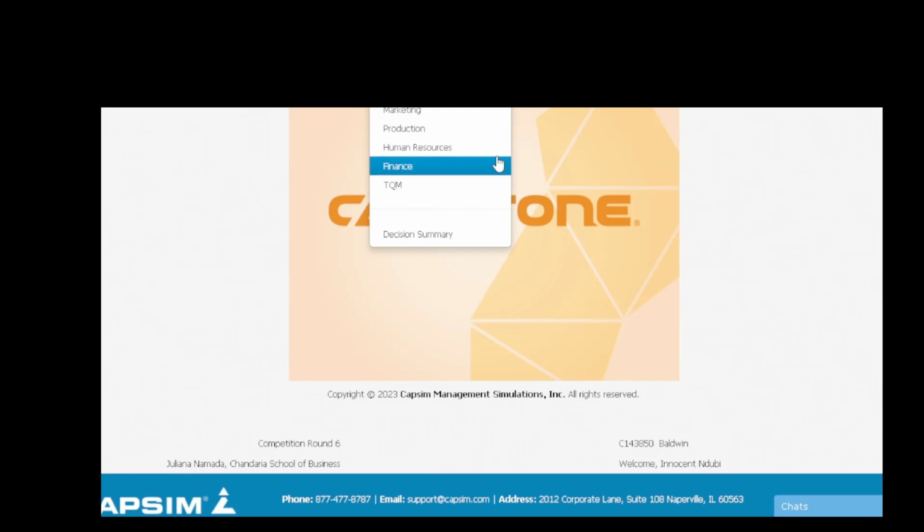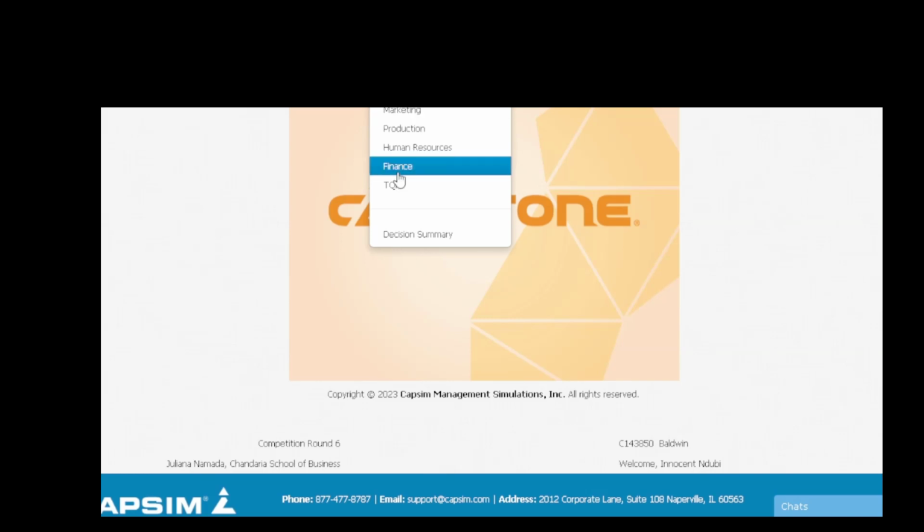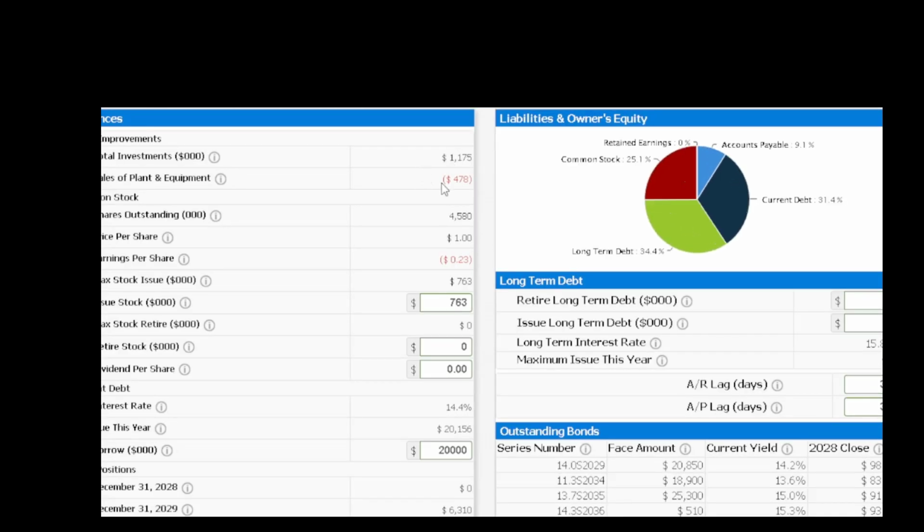So off we go to the finance part of the simulation so that we can learn a few things about it. Here my company is Baldwin and I'm in round 6. So let's start.